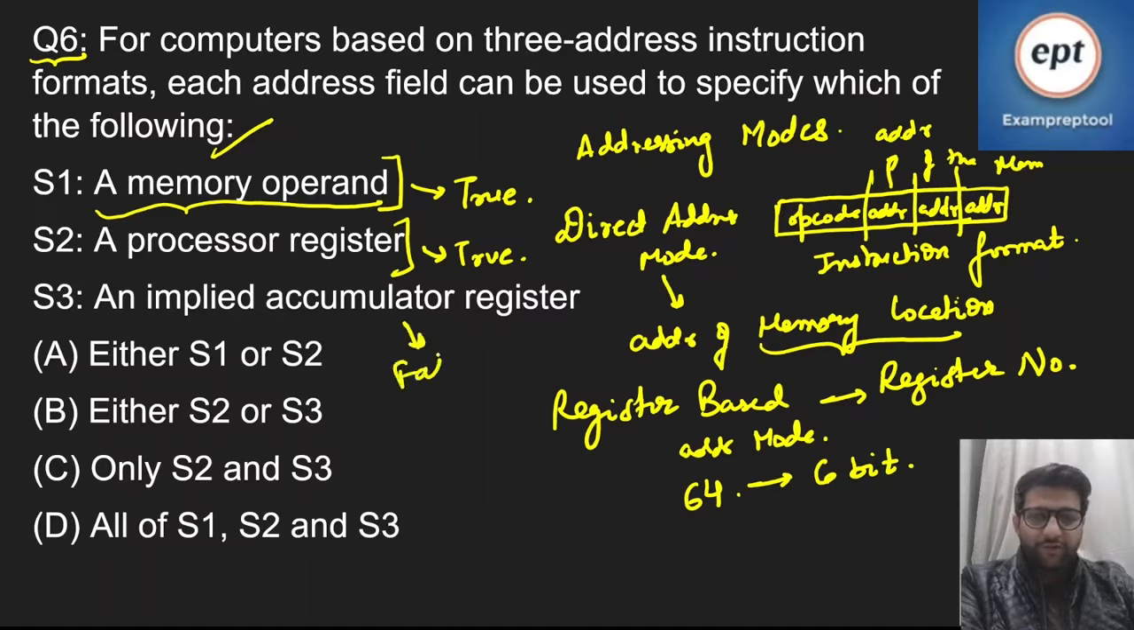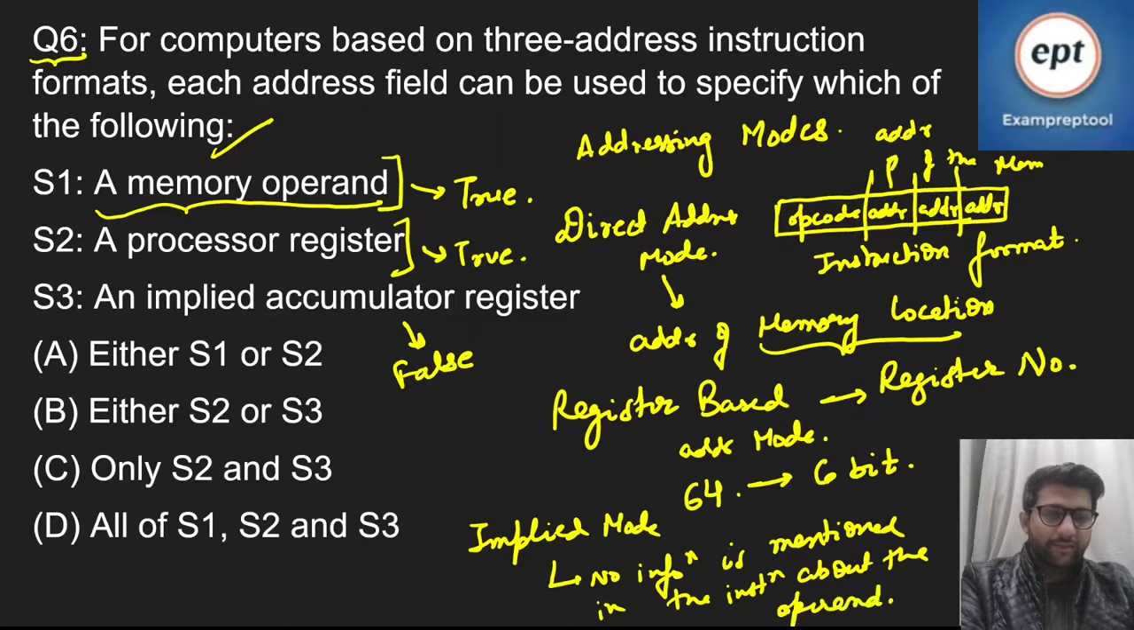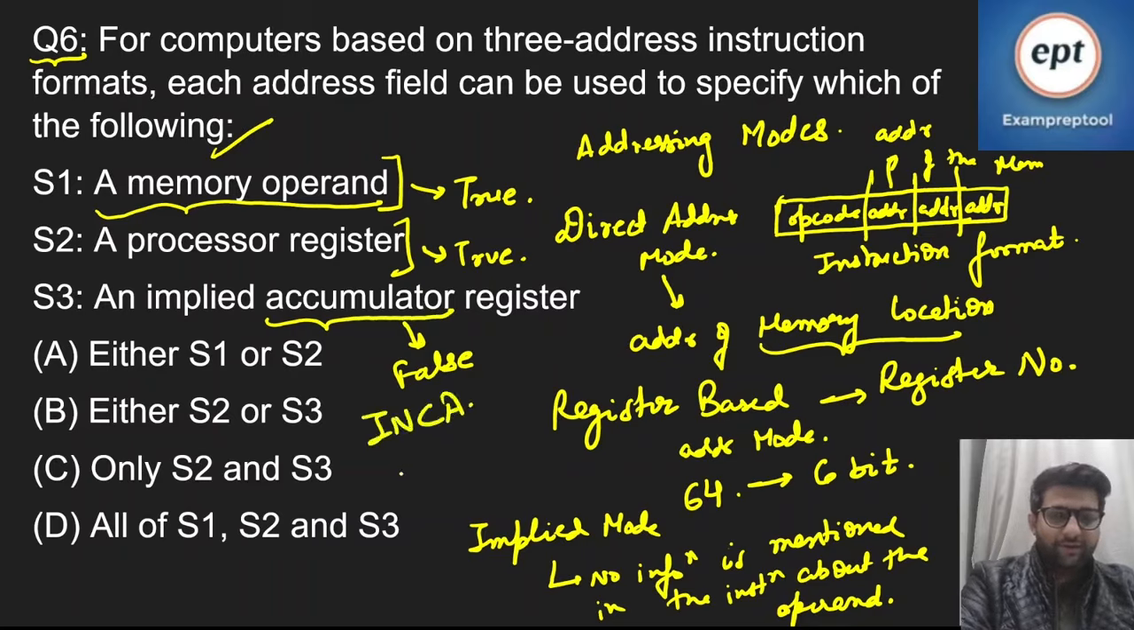So this is false. Why? Because in implied mode, no information is mentioned in the instruction about the operand. That means only the addressing mode will be told in that particular instruction, and nothing will be mentioned about the operand itself. The CPU will be smart enough to see that it requires the value from the accumulator. An example of such an instruction is the INCA instruction, that is the increment accumulator instruction. So nothing will be mentioned about the operand in those types of instructions, right?